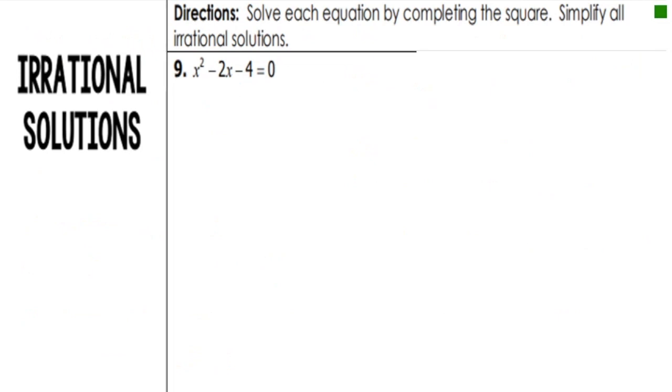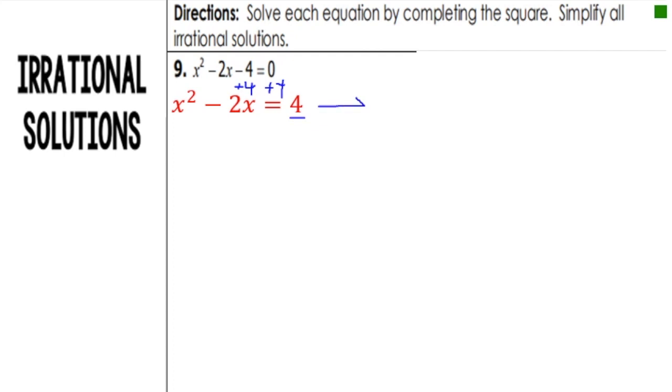Okay, so at this time, we're going to look at solving by completing the square, but we're going to get an irrational solution. That means we're going to get a non-perfect square number underneath the radical sign. So you'll see the difference once we get there. Once again, we want to see if this is a perfect square trinomial. It is not a perfect square trinomial. So I need to add 4 to both sides. That's how I get plus 4 over here.